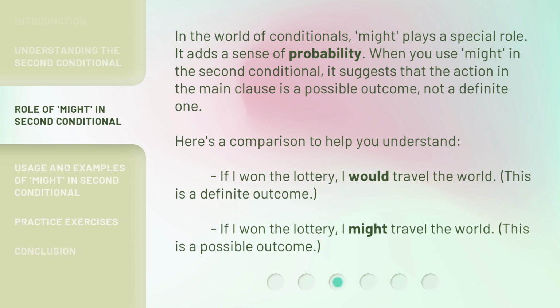Here's a comparison to help you understand. If I won the lottery, I would travel the world. This is a definite outcome. If I won the lottery, I might travel the world. This is a possible outcome.